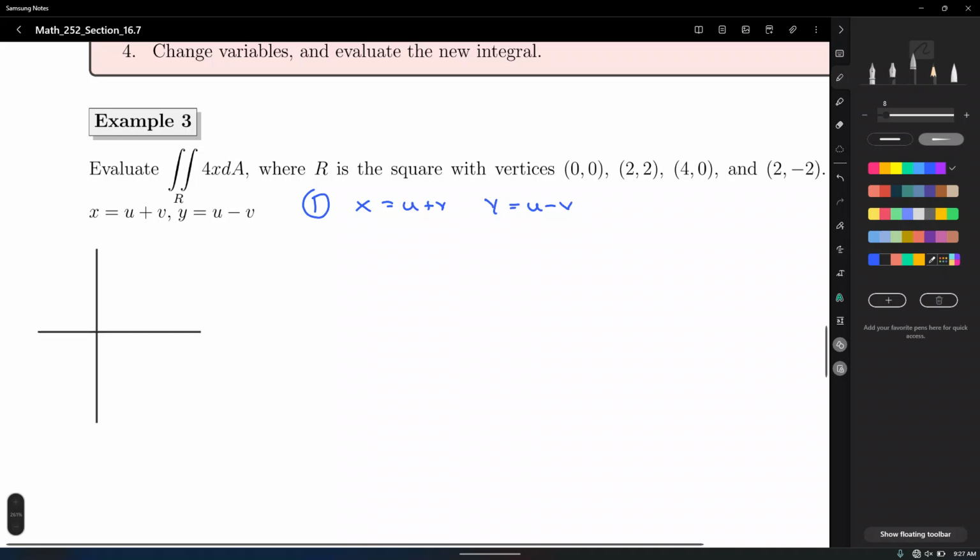Okay. So what are these points anyway? Number 1, that's the origin. What else? We have the point 2, 2, which I'm going to represent with this point. We have the point 4, 0, and we have the point 2, negative 2. All right? Let me connect the dots with diagonal lines. And of course, shade the region of integration. Okay?